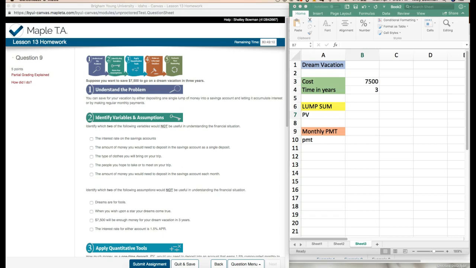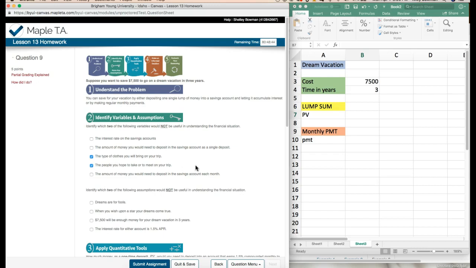The next, the people you hope to take or meet on your trip, also important, but not as a part of our savings part. And the last one, the amount of money you would need to deposit in the savings account each month. Very good. So we're looking for the ones that are not. So I was looking at the ones that were. So these are the two that are not as useful in finding our financial situation.